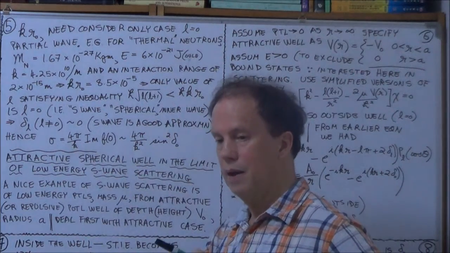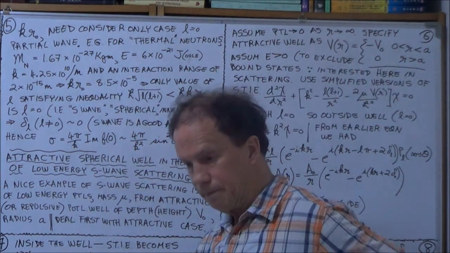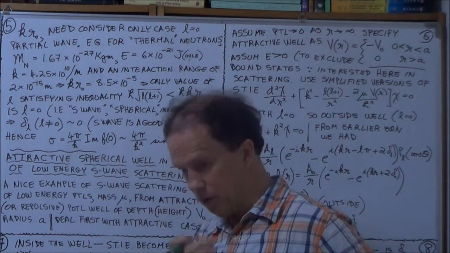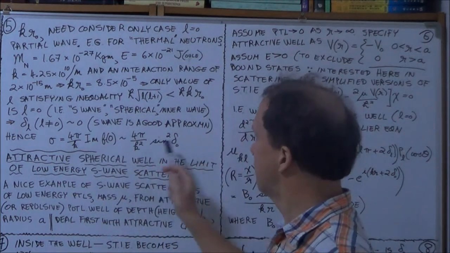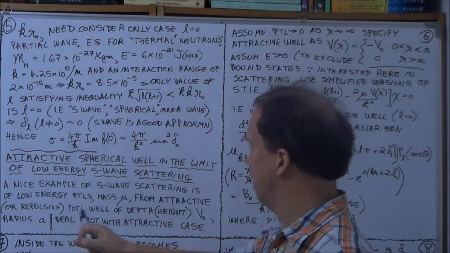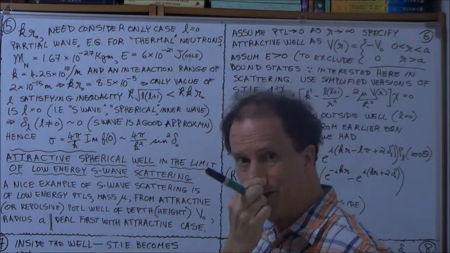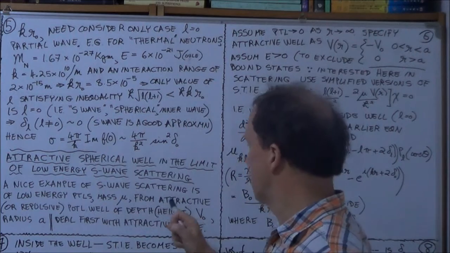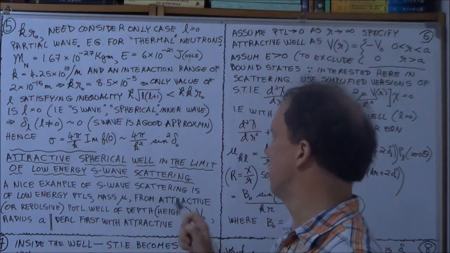right? And in that case, you get S wave, spherical wave scattering. Little l is 0, and hence this applies, right? So let's assume, well, there's two cases. The potential can be either positive or negative. In other words, it's either an attractive potential or repulsive. We'll do the attractive one first.